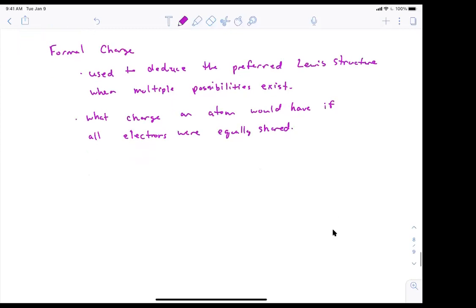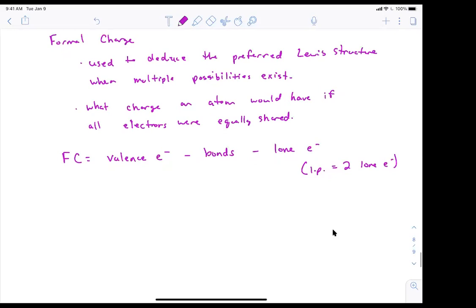Okay. Now, the formula that I use for this is: valence electrons minus bonds minus lone electrons. And just a reminder, a lone pair equals 2 lone electrons. Sometimes the IB will do valence electrons minus bonding electrons divided by 2 minus lone electrons. It doesn't matter. I just say number of bonds, because every bond represents 1 electron for each atom, because each bond is going to break evenly.